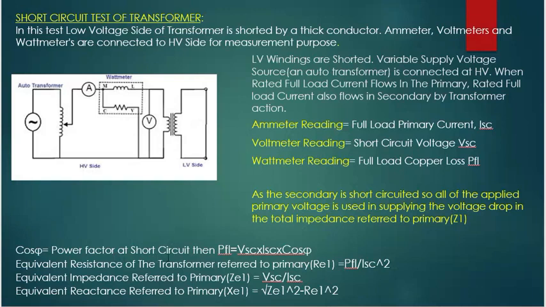Power factor at this short circuit condition can be found out from the expression of the full load copper loss. Equivalent resistance of the transformer referred to primary and equivalent impedance of the transformer referred to primary can also be found from these test parameters. And the equivalent impedance referred to the secondary can also be found by dividing these quantities by the square of the turns ratio.